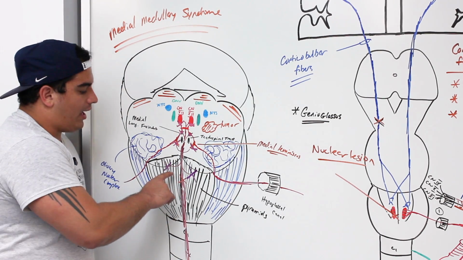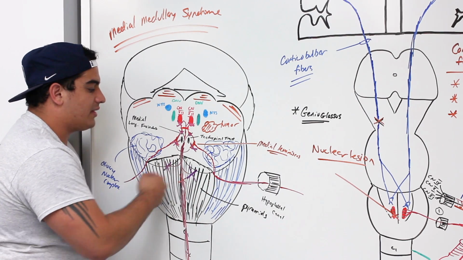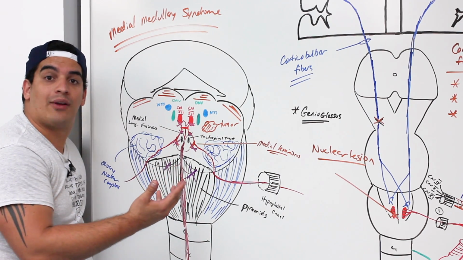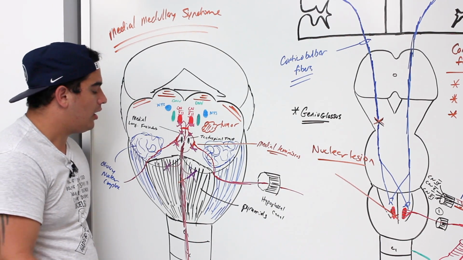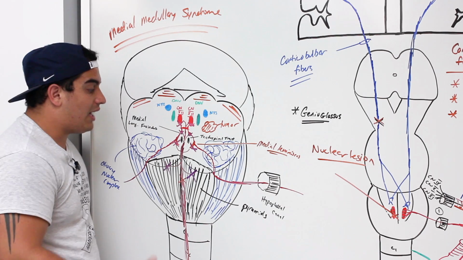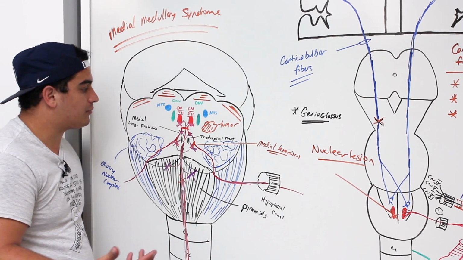So again, what areas could be affected? You could affect the pyramids. Why is that a problem? Because if the anterior spinal artery affects this, you might lose contralateral function of the muscle. So you might develop contralateral hemiplegia. You might affect the medial lemniscus, so you might have contralateral loss of sensations and vibrations and proprioception, right?